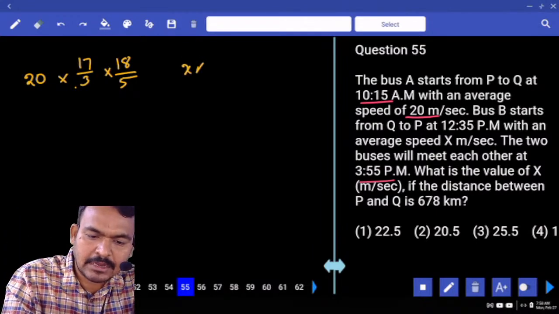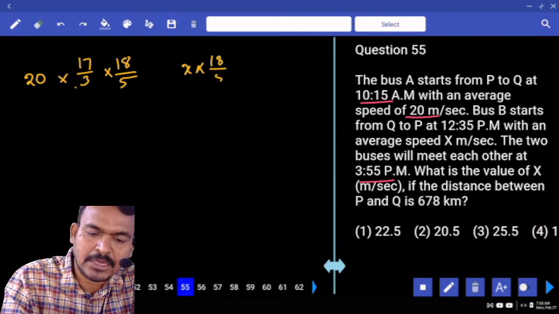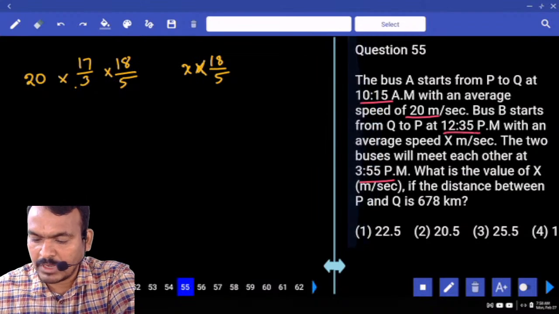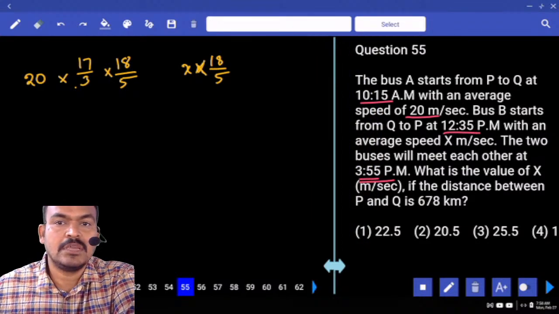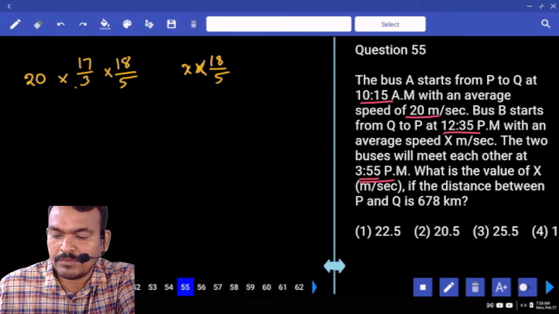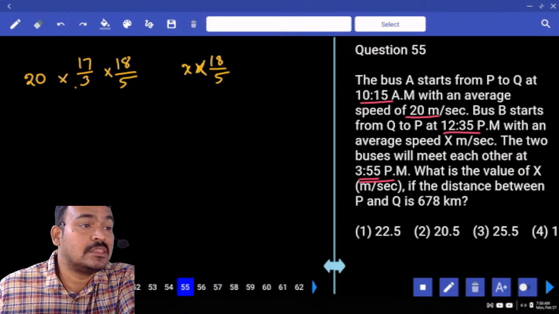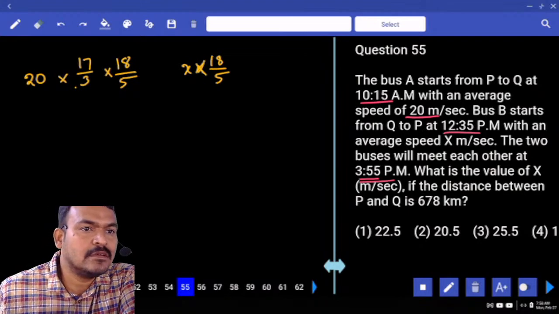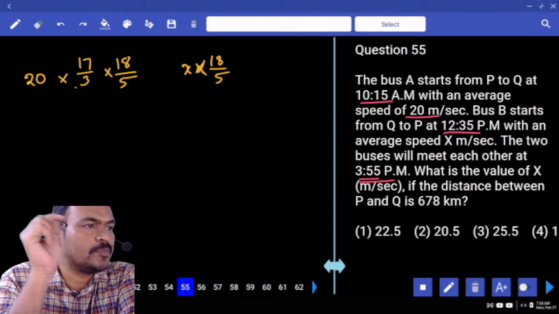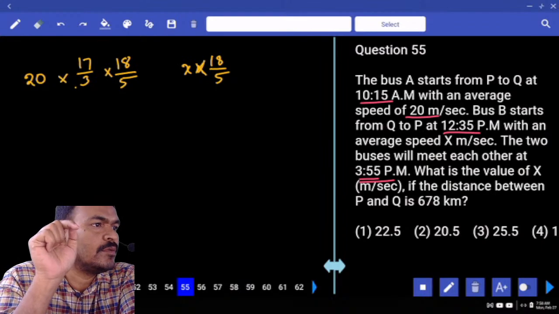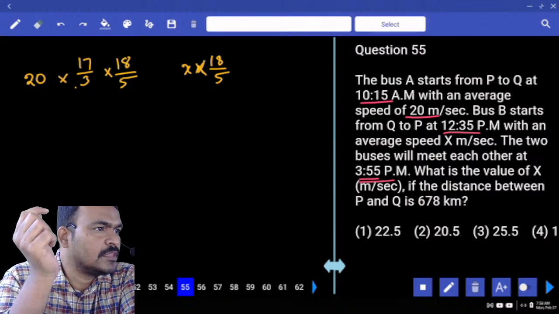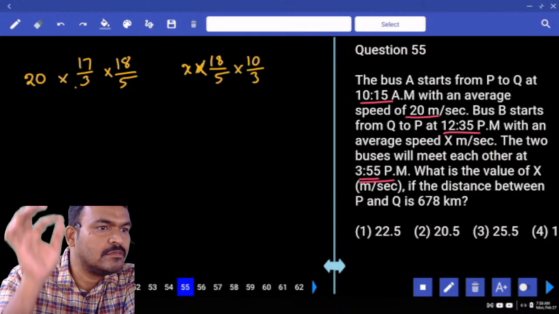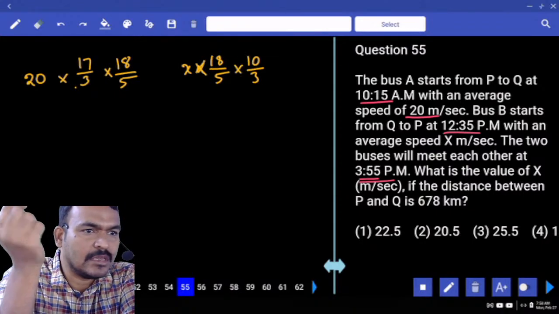Next, what is the second one's speed? X meter per second converted to kilometer per hour by multiplying by 18 by 5. What is the second one's starting time? 12:35. Meeting time 3:55. 12:35 to 3:55, how many hours? 3 hours 20 minutes. 3 hours 20 minutes means 3 and 20 by 60. 20 by 60 means 1 by 3, so 3 1 by 3 means 10 by 3 hours.